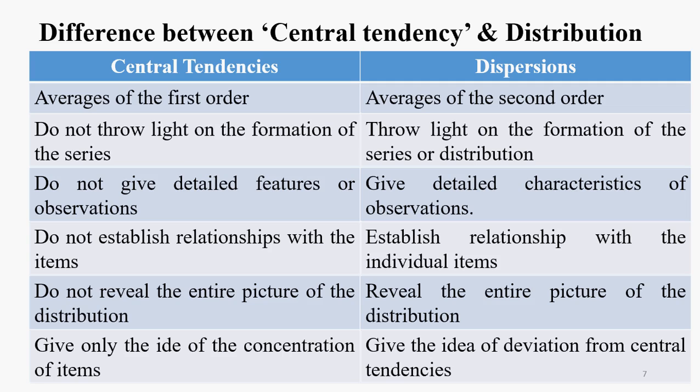Central tendency gives only the idea of concentration of items. Here in dispersion, it gives idea of deviation from central tendency. So how much from the average it has got deviated, we can very well understand with regards to dispersion. Moreover, considering all these 6 points with regards to central tendency, dispersion has a little better advantage. So that is why we are using dispersion technique. I hope this information with regards to difference between central tendency and dispersion is clear to understand.